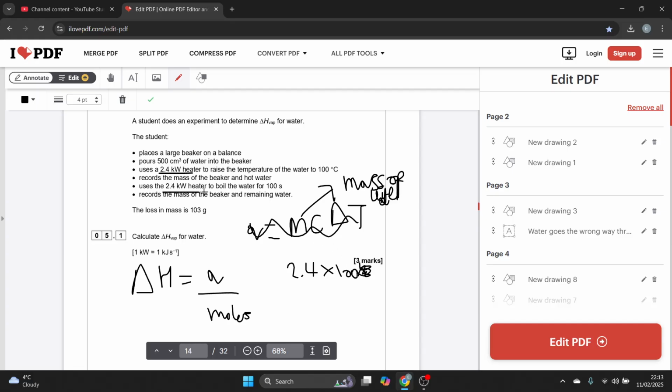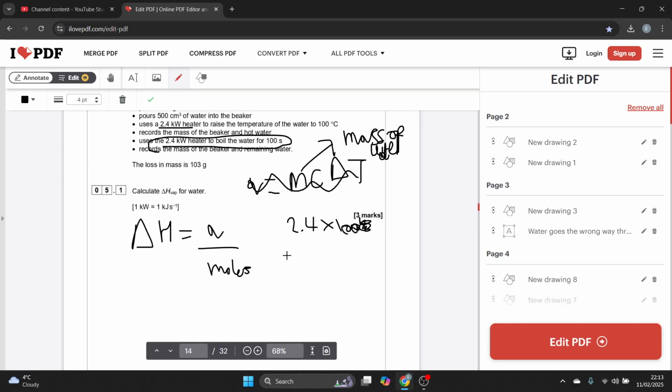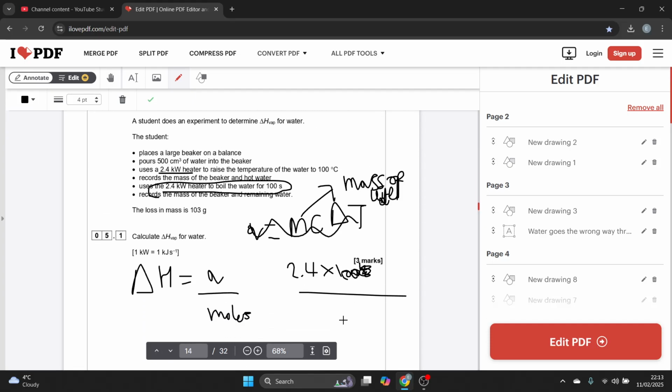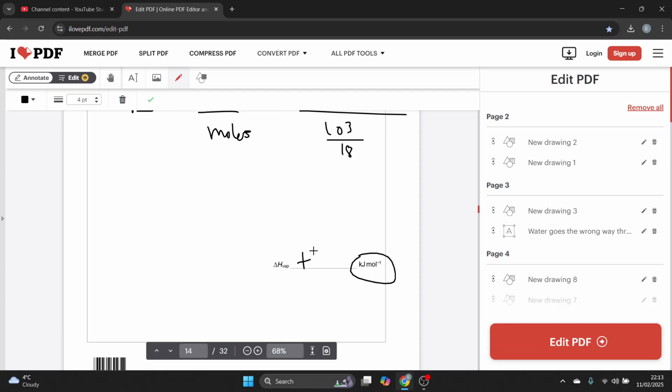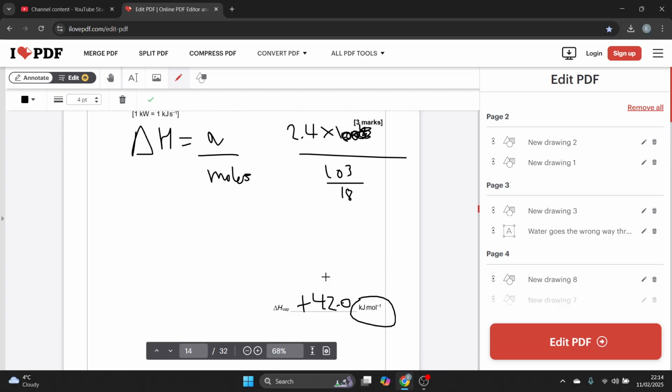Yeah, because he uses it to boil water for 100 seconds, and I want my answer to be in kilojoules, because my final answer needs to be in kilojoules per mole. Divided by the moles, well, the moles is going to be the mass of the water over 18. So 2.4 times 100, divided by 103, divided by 18, and I get plus 42.0 kilojoules per mole.